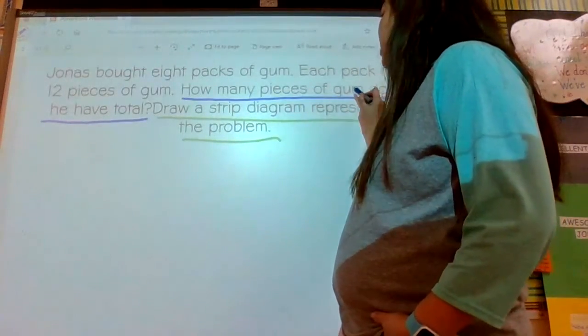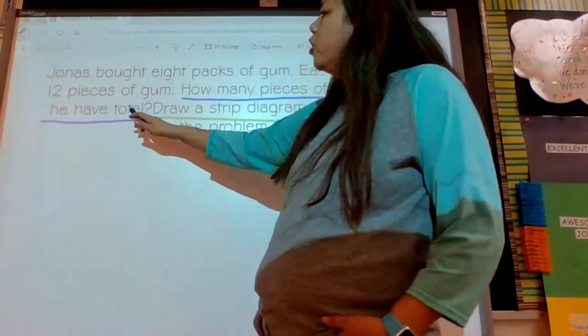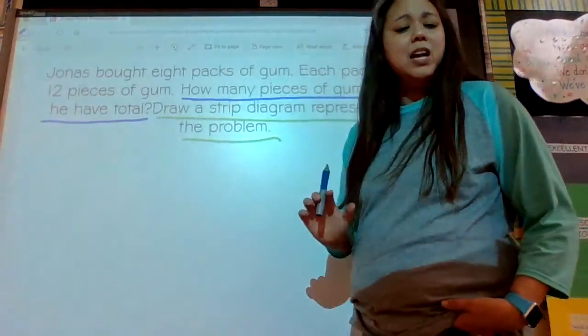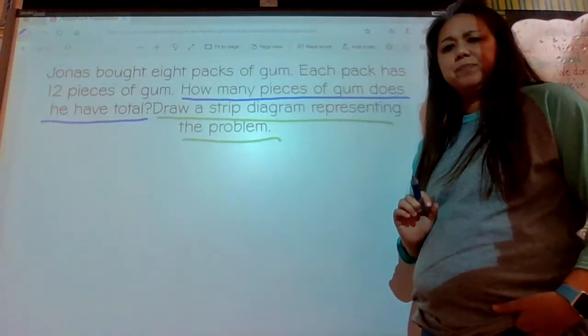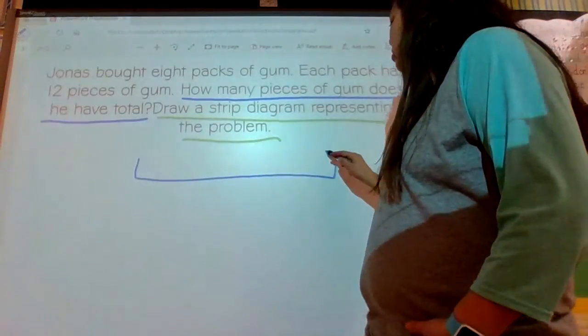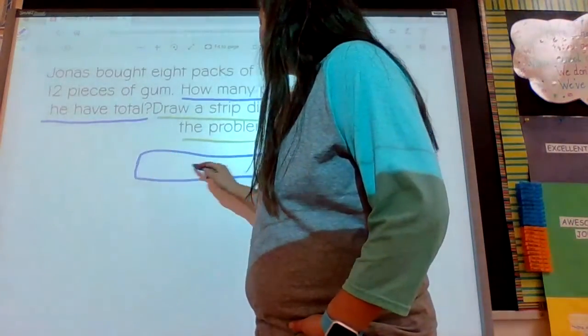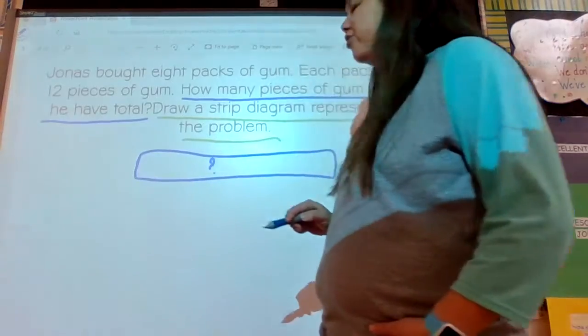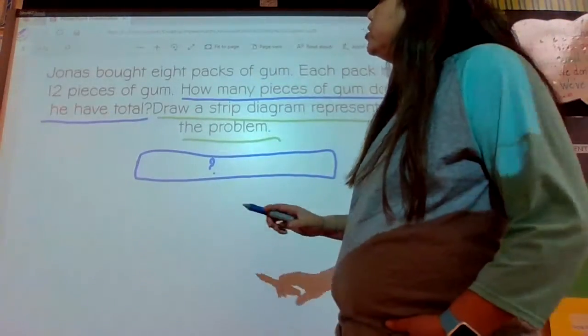Pieces of gum. So do we know what our big strip is here? We haven't had one like that, have we? We don't know what our big strip is because we don't know the total. So I'm going to make this big strip and I'm going to put a question mark in it because I don't know. But we do know something.